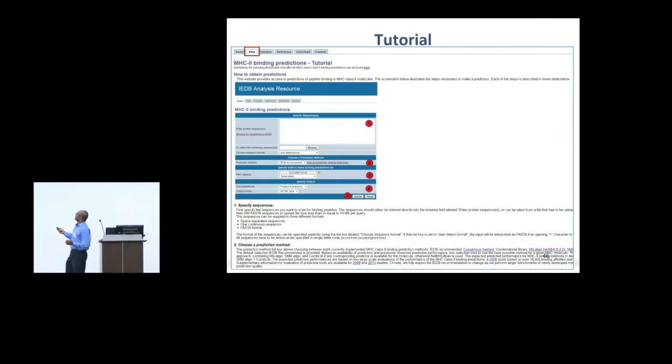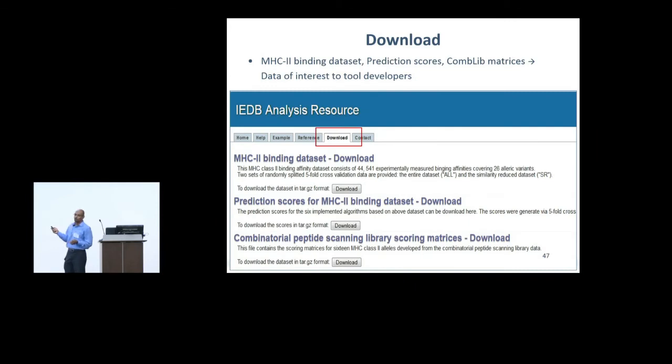Okay. The other resources are the same as for class 1. You have the tutorial here. Everything is explained in detail, and you have examples and references. The next tab is download, where there are many things that you can download. First of all, there are MHC2 binding data sets and prediction scores for MHC2 binding data sets, and combinatorial peptide scanning library scoring matrices. Most of these data are of interest for tool developers or people who do benchmarking studies and things like that.